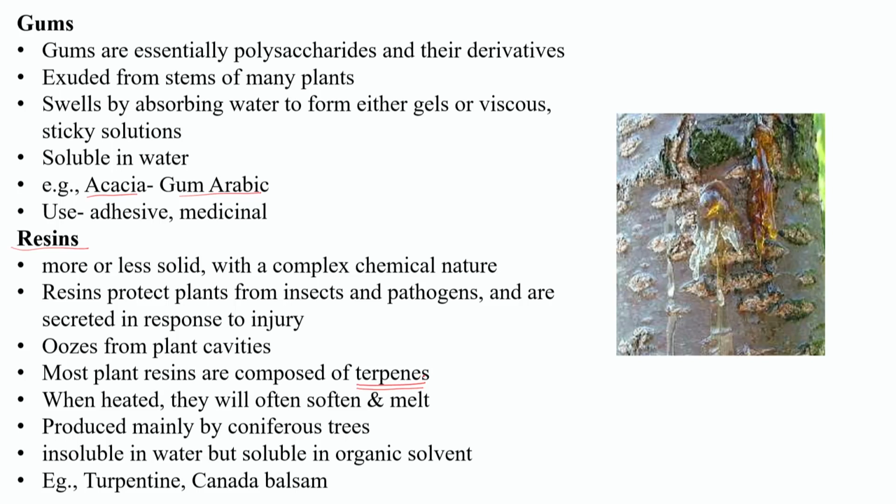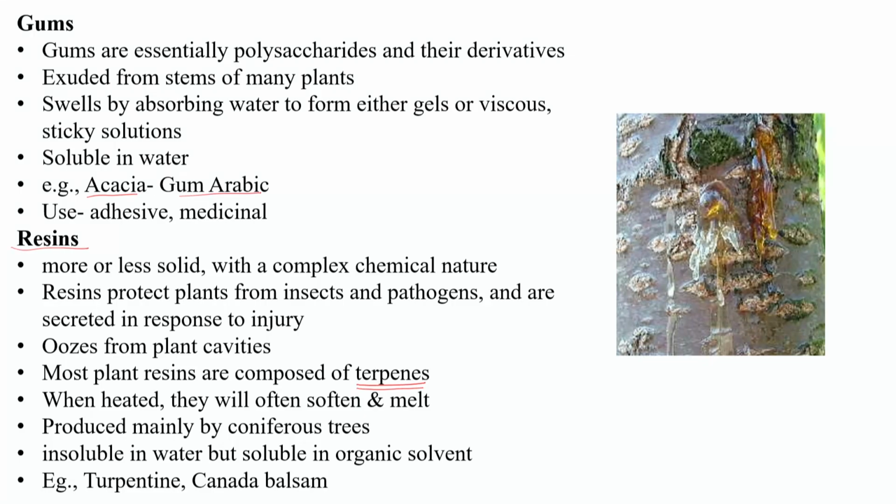Okay. So now terpenes are not water soluble, they are lipophilic compounds. So the main difference is that resins are lipophilic compounds. So definitely they won't be soluble in water, they will be soluble in various organic solvents. Resins are useful to the plant because they protect the plant from insects and pathogens. They can trap them also, they can prevent them from entry, and many times when a wound is created by those insects and pathogens, the resins are secreted in response to that injury.